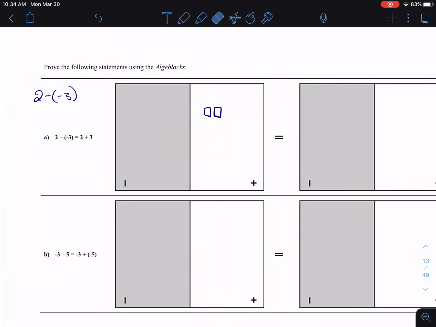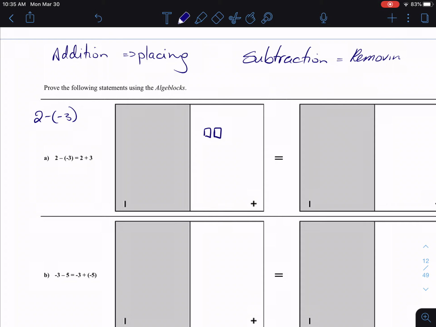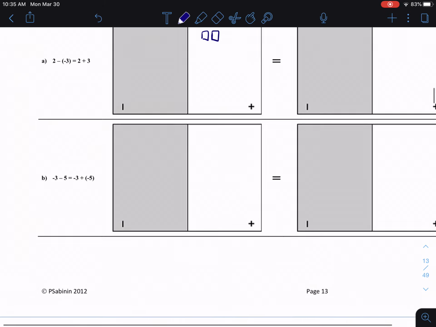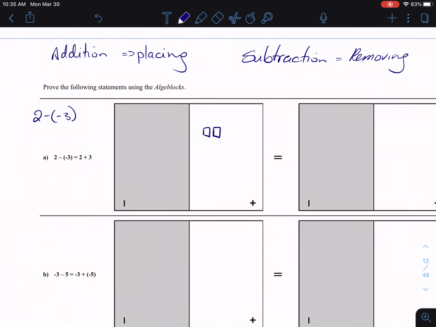So this is not something that we can model, that if we were modeling it that way, would not be modeling through subtraction. So what we need to remember is that addition is placing, and subtraction is removing. If you're not removing during subtraction, then you're not modeling subtraction.